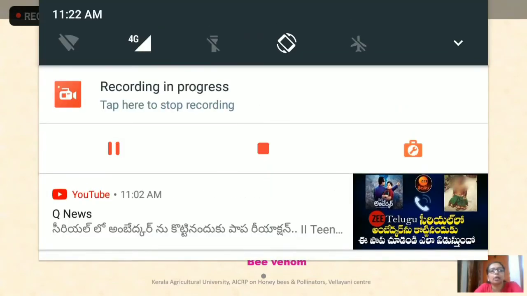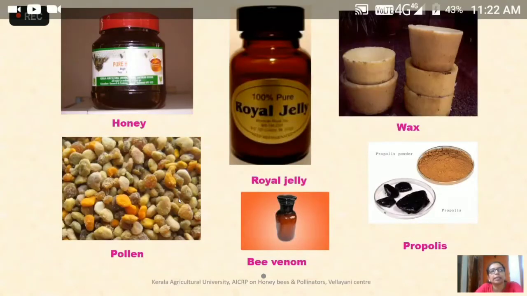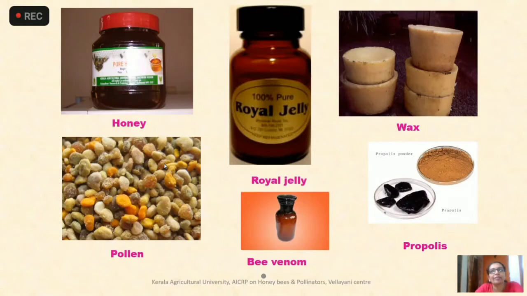So the next important product that we obtain is the pollen.